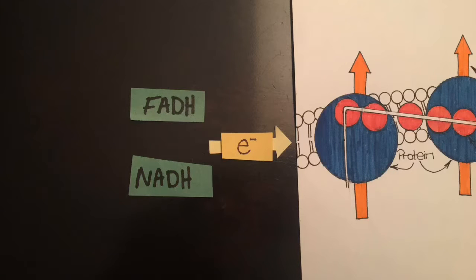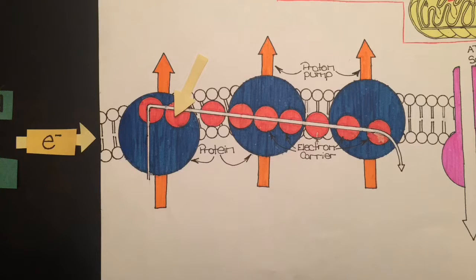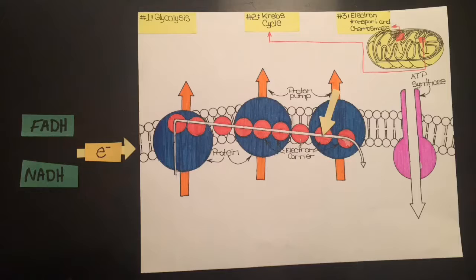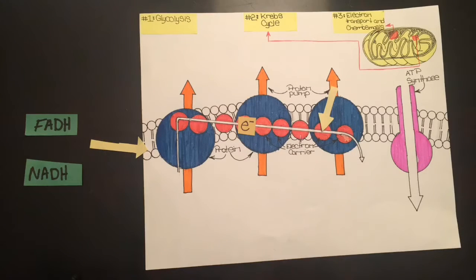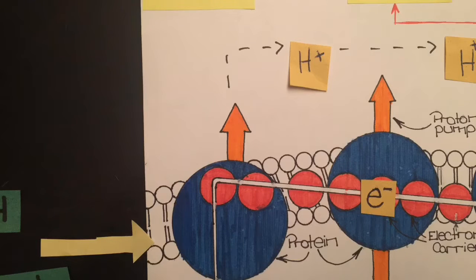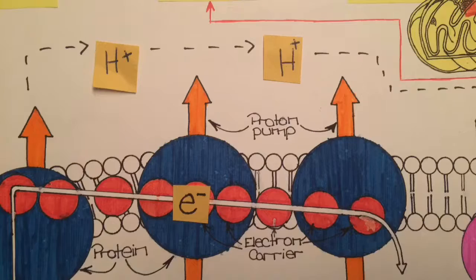Electrons from FADH and NADH pass on to electron carriers in the membrane. As you can see, the yellow arrow is pointing to the carriers in the membrane. As the electrons are being passed, energy is released in small amounts, and the energy is used to pump hydrogen ions across the membrane from the matrix to the intermembrane space.